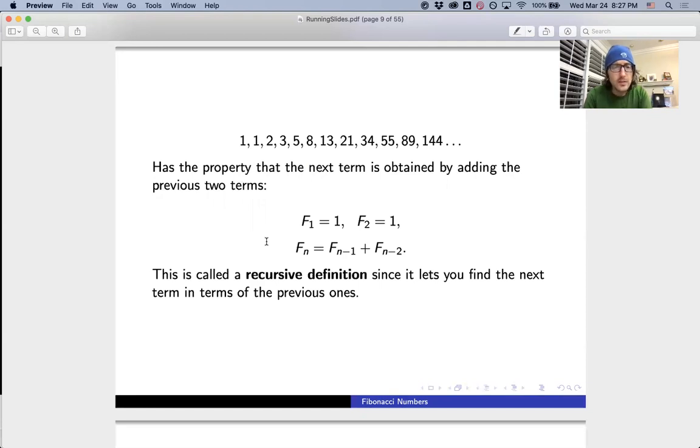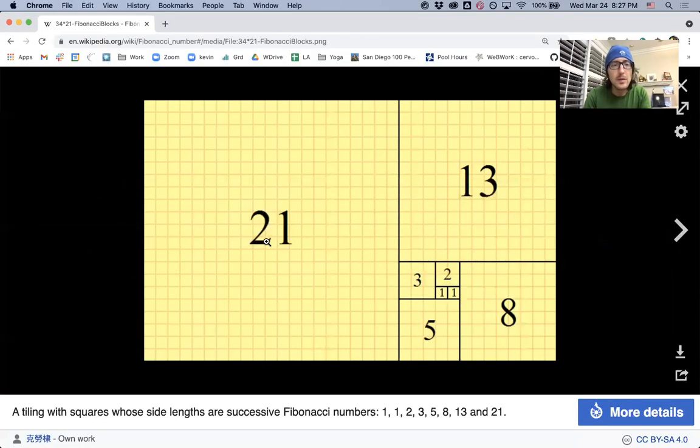Let me share Wikipedia here. Fibonacci numbers come up in all sorts of ways. You may have seen something called, well, I'll show you in a second.